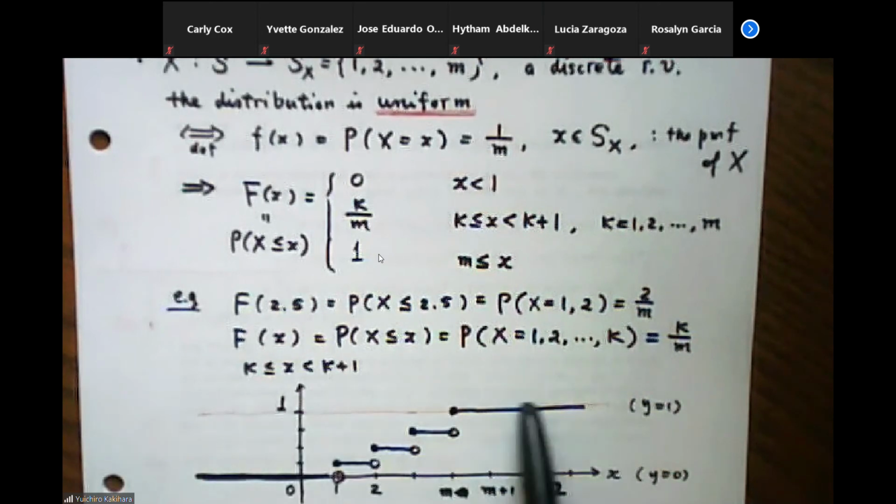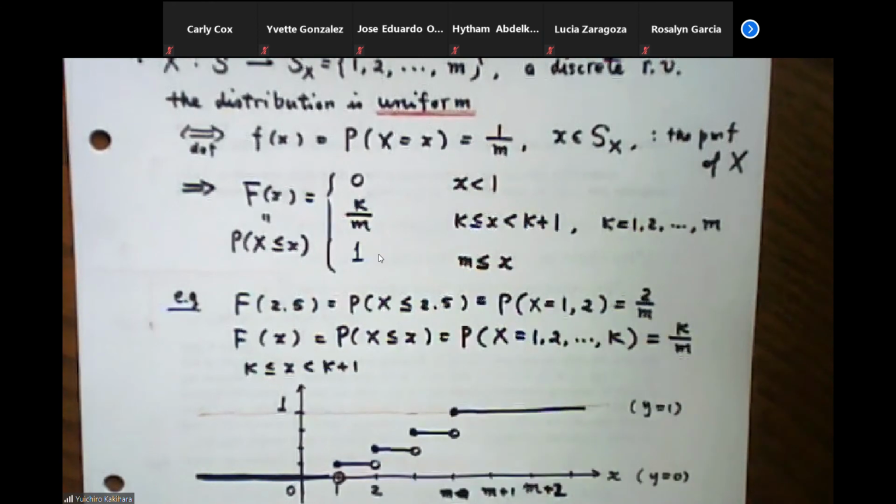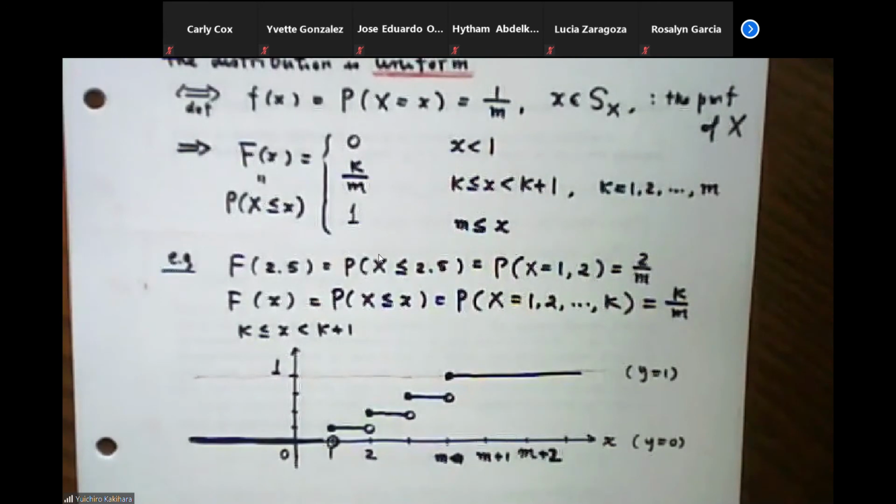And also, you can see that the function is increasing, not decreasing, nowhere decreasing, but increasing. And in this case, go to the right, go to the left. Okay, from the right side, this is a closed dot. This is indicating that the function is continuous from the right side. That's the property. Because of the definition, the equality sign is over here, so the function is continuous from the right side. Okay, so this is a picture of a cumulative distribution function.